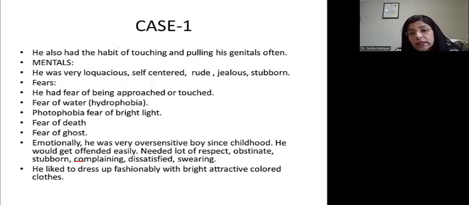Emotionally, he was an oversensitive boy since childhood. He would get offended easily. So his mom said that he would get very offended easily. He needed a lot of respect. If you don't pay attention to what he's talking, he would get offended and throw a tantrum. If the parents are not listening, if they are ignoring him, or if the teacher in the class is not listening, he wants that attention seeking, and he would get offended easily.